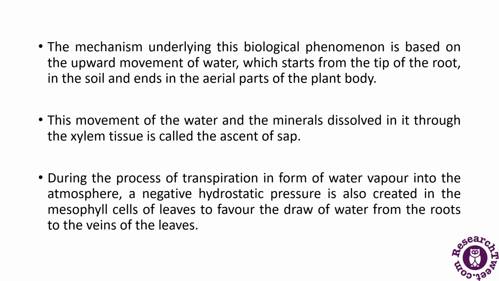The movement of water and the minerals dissolved in it through the xylem tissue is called the ascent of sap. What happens in the process of transpiration is that as water vapor is released into the atmosphere, a negative hydrostatic pressure is also created in the mesophyll cells of the leaves, which favors the draw of water from the roots to the veins of the leaves. So this is the phenomenon of the transpiration pull in plants.